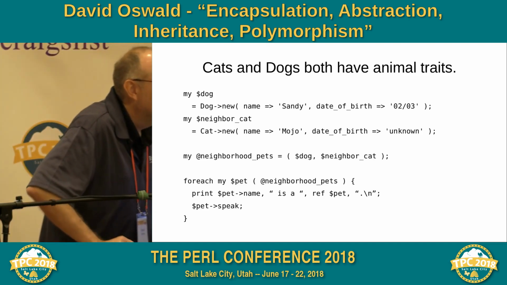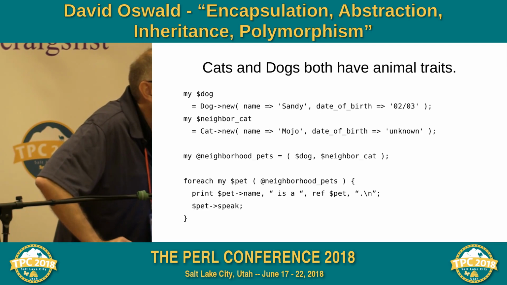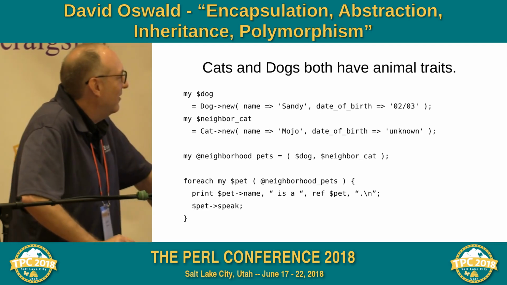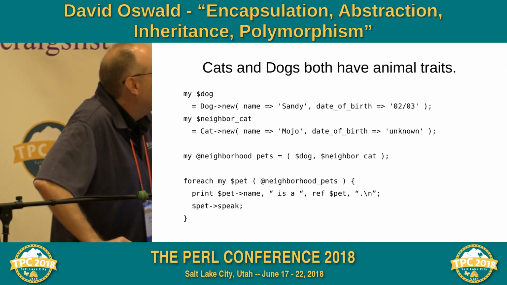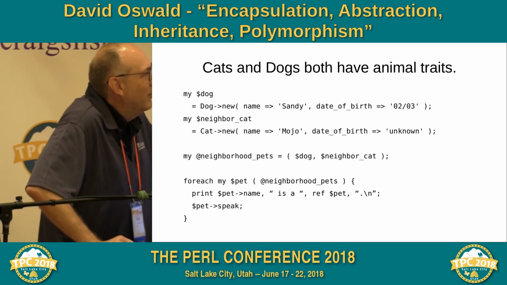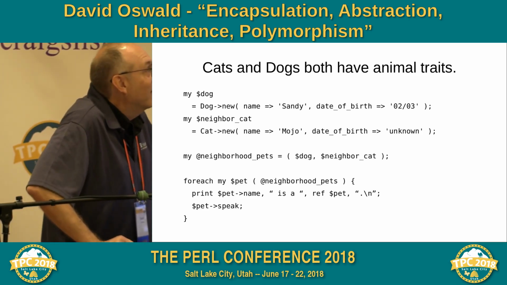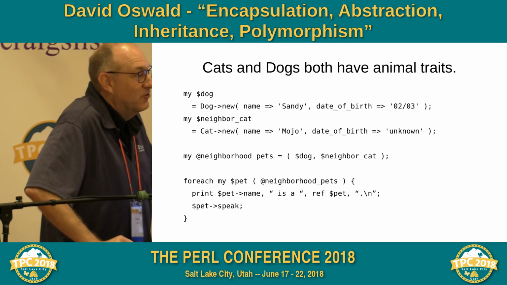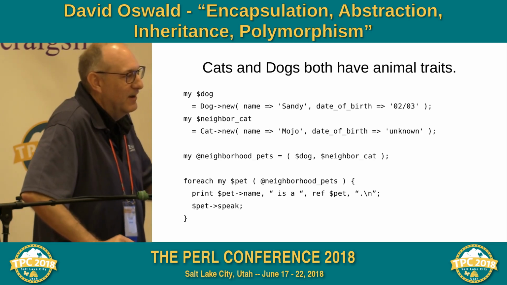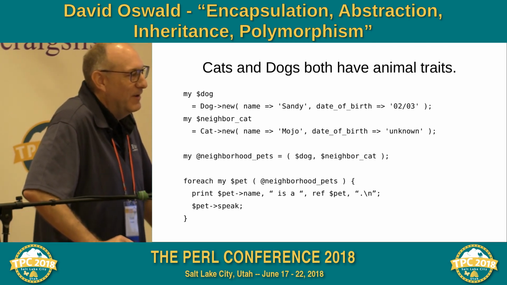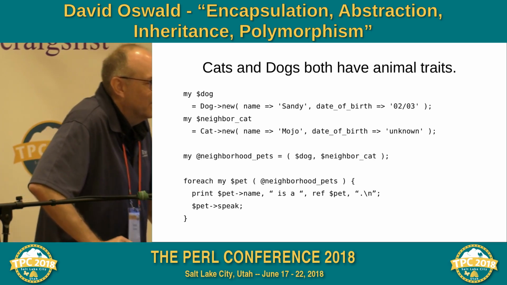So how do you get the pet to purr? So here in my cat class, I would create a method, an attribute purr, and then I would override speak to make speak call purr.